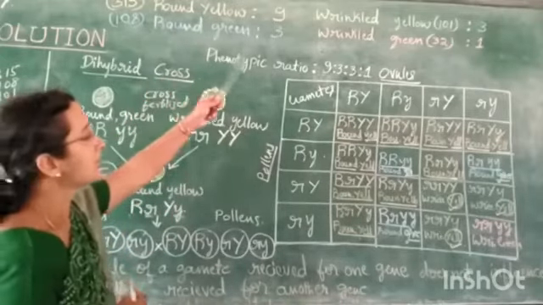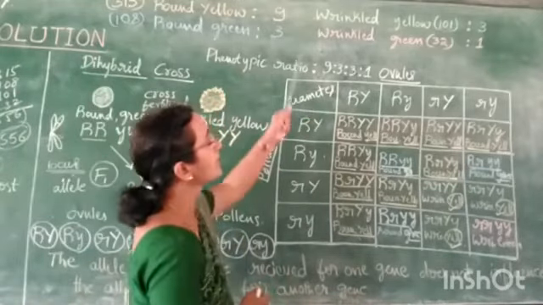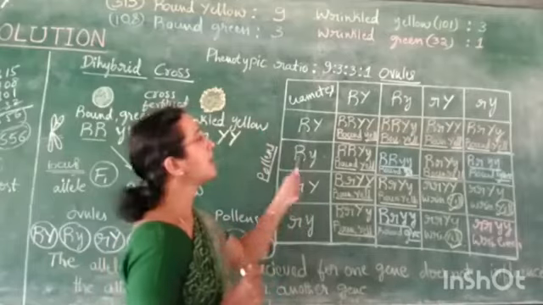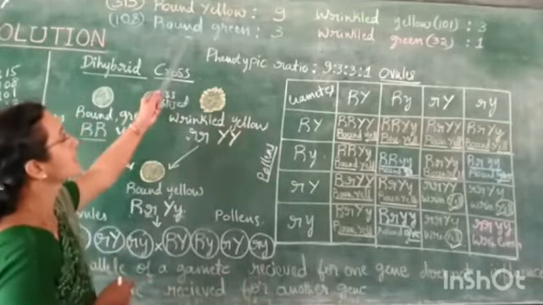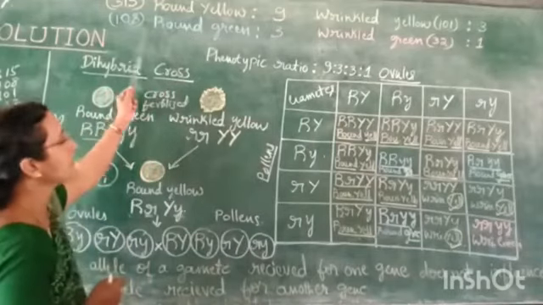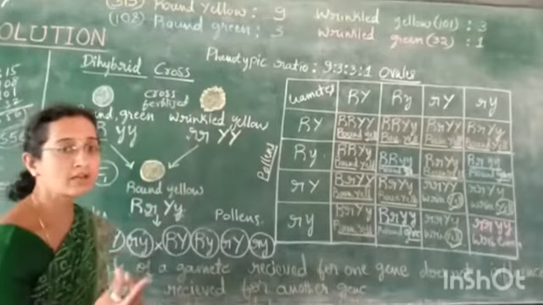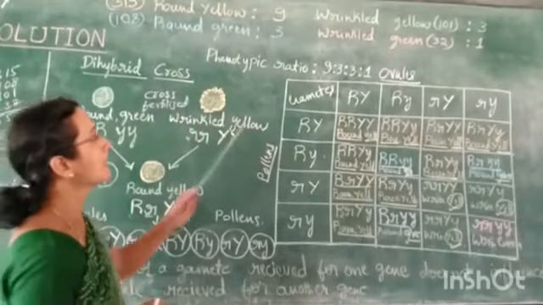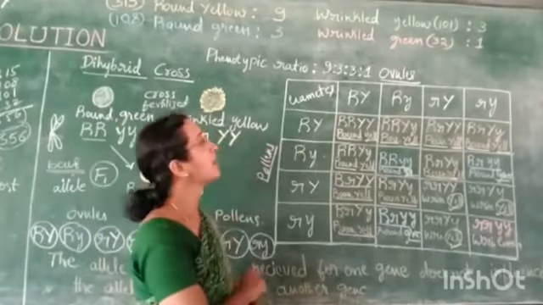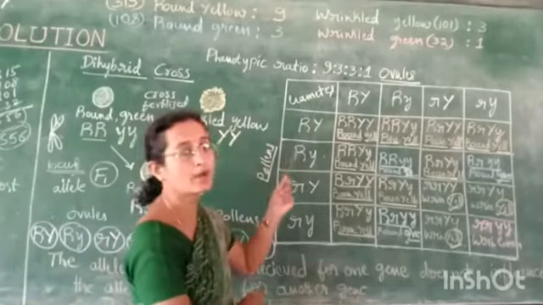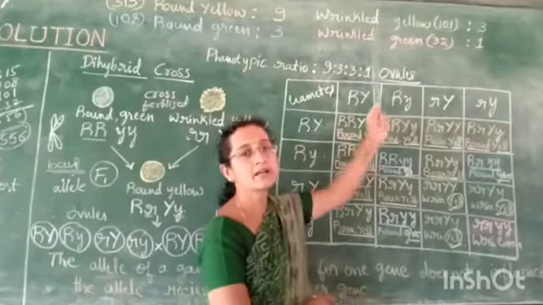Another 101 plants had a wrinkled nature in their seeds and yellow colored seeds. Another set, 108 plants, had round seeds which were green in color. And another set, lesser in number, 32 plants, showed seeds with wrinkled nature and green color.